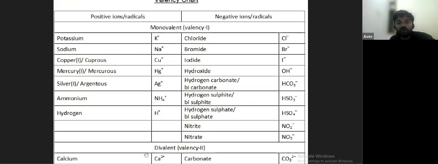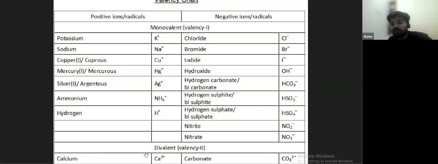Okay, so for example, here it is written that potassium has +1 valency. If there is only a plus sign with no number, it means +1 valency. Sodium has +1 valency, copper +1, mercury +1, silver +1, ammonium +1, hydrogen +1. Similarly, some ions have -1 valency: chloride, bromide ion, iodide ion, and hydroxide ion.